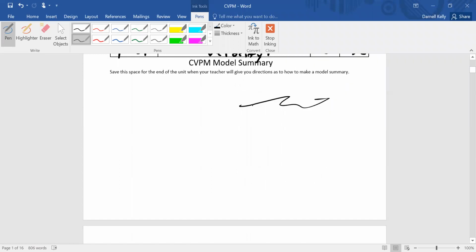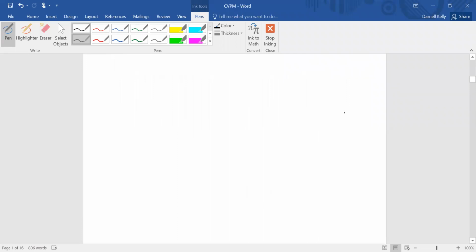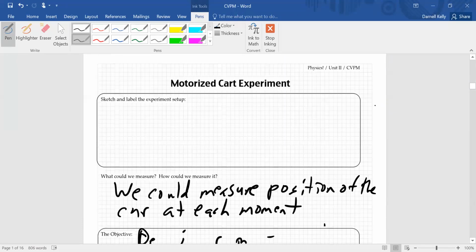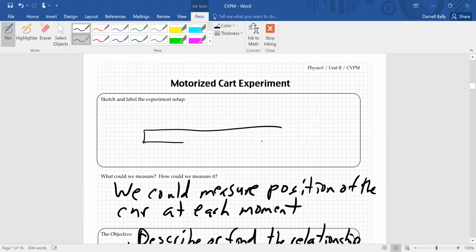So in your packet, we will not do a summary because we didn't do the experiment. We'd be making up what we didn't see. No, I'm not going to have you do that. Let's go to the other part. If we were in class, you could sketch and label the experiment setup. You don't have to do this, but probably draw a meter stick. Got plenty of those in there.